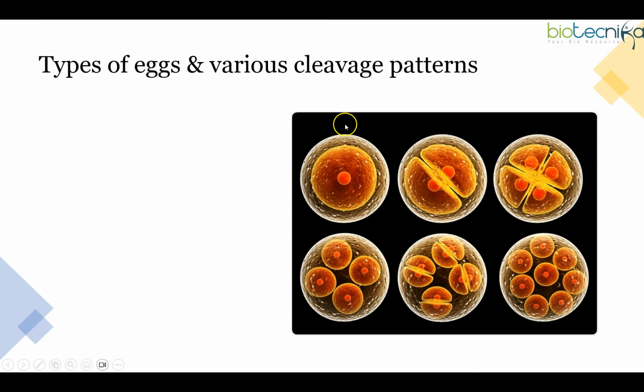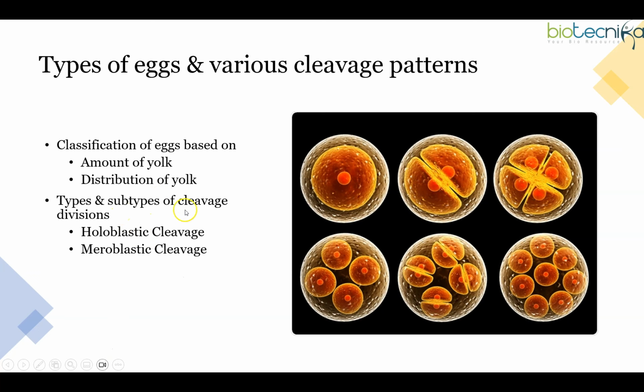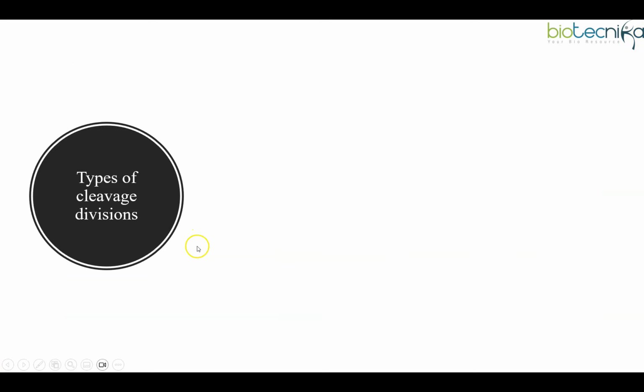Okay, types of eggs and various cleavage patterns. You must know the classification of eggs based on amount of yolk and distribution of yolk. And what are the types and subtypes of cleavage? For example, if you have alecithal, that is without yolk, then it will undergo holoblastic cleavage, means it will divide completely. The egg will divide completely. If you have telolecithal or centrolecithal, which have some sufficient amount of yolk, then they will divide incomplete. That is called as meroblastic. So these subtypes are important.